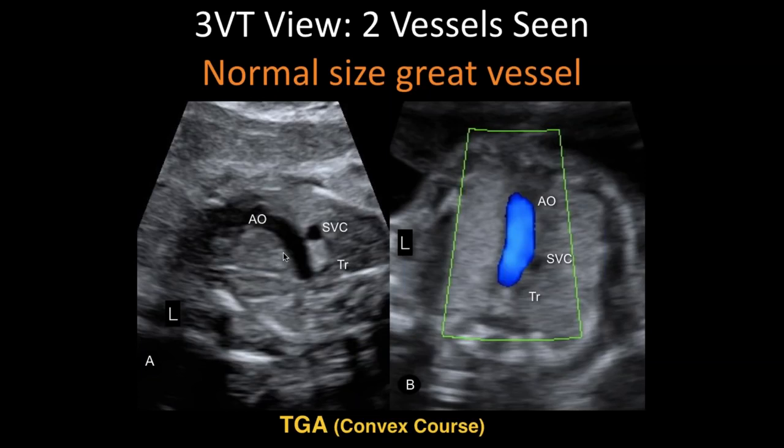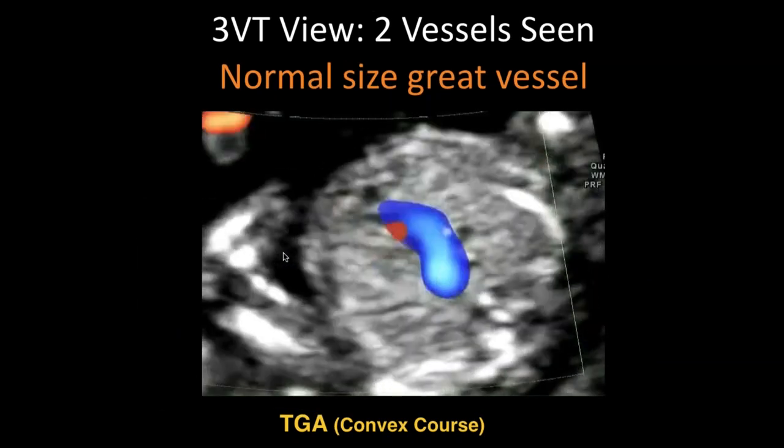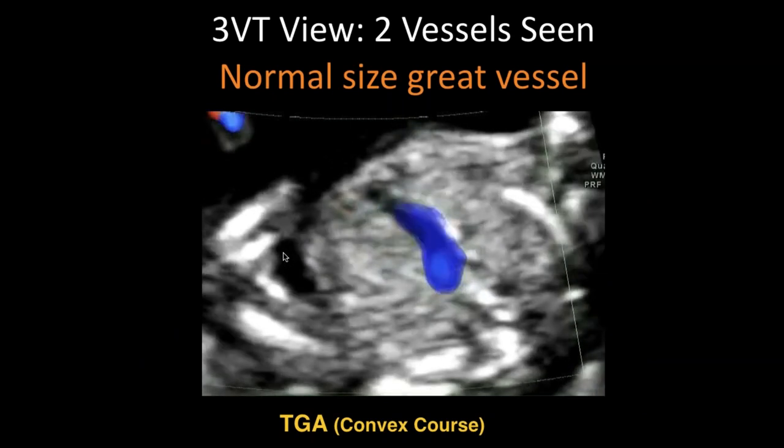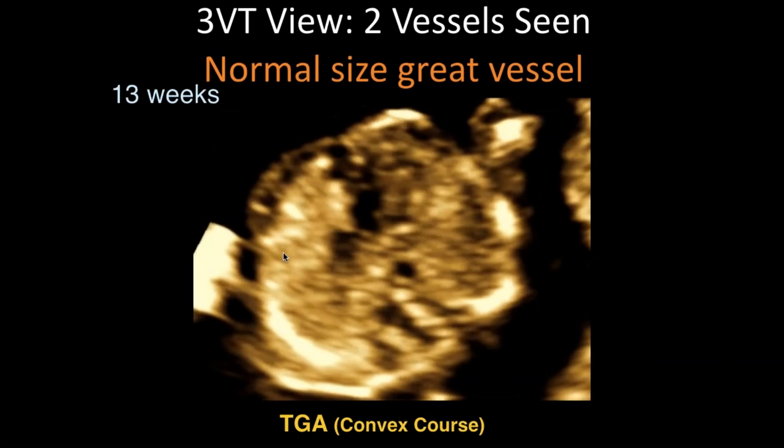Here, when I look at the three-vessel trachea view, I see that there's only one vessel rather than two great arteries, and that vessel is normal in size. I'm really suspicious that this is transposition. So here's a case of transposition at 13 weeks, again diagnosed by the 3-vessel trachea view.